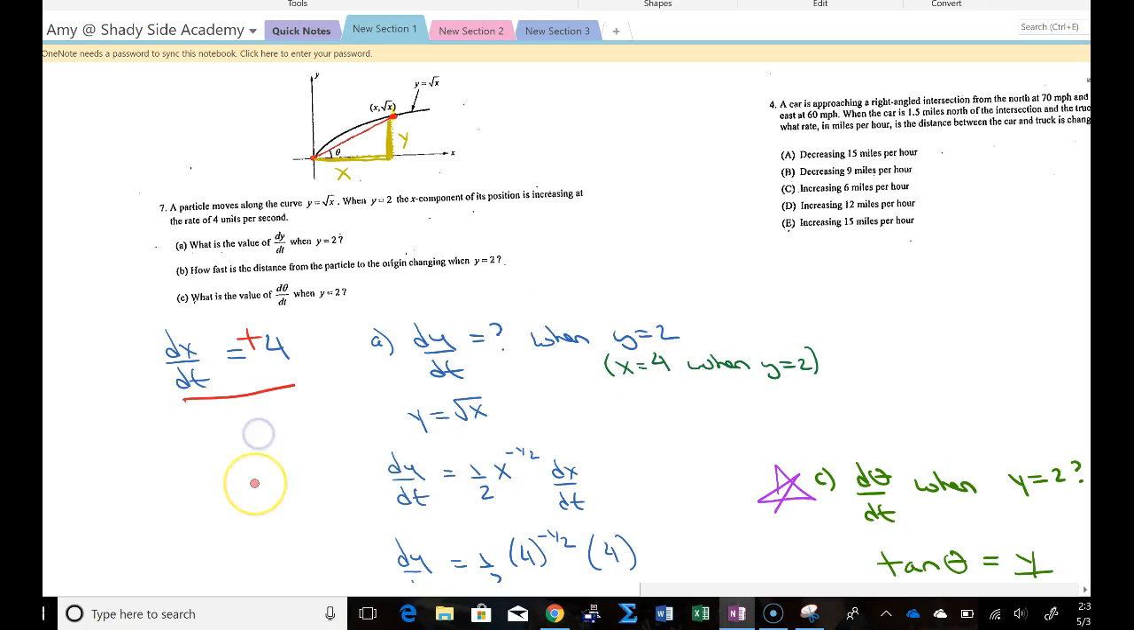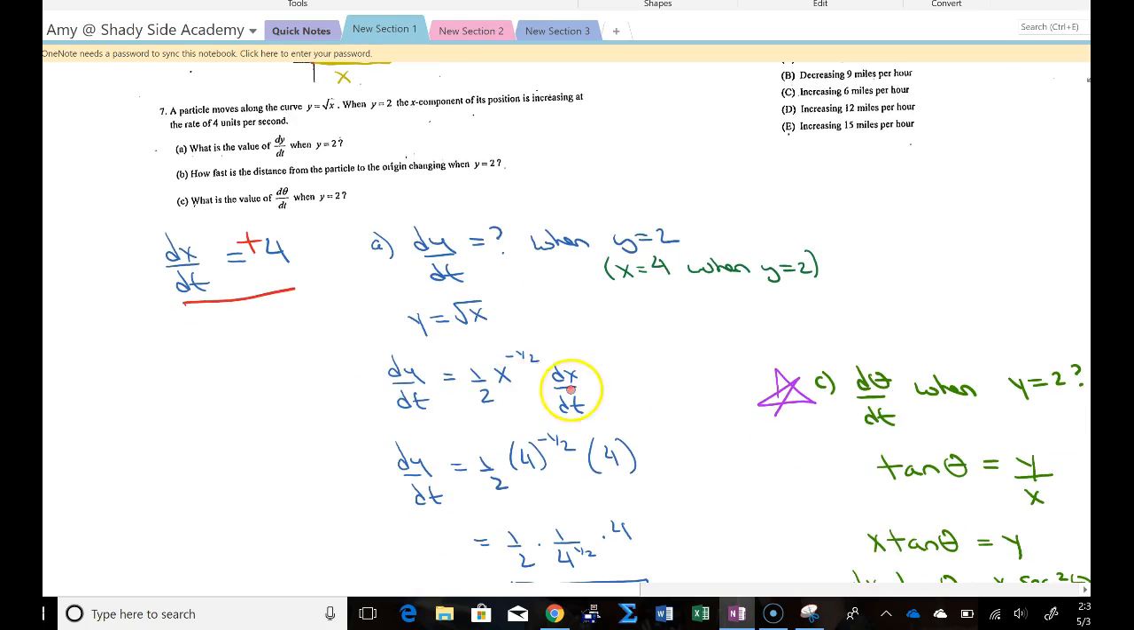Of course, this is my known rate right here. I made a note to myself: when y equals 2, because y equals root x, it's the same moment when x equals 4. So y equals root x is the relationship between y and x. The particle is traveling on this curve. I took the derivative with respect to time here: dy dt equals 1/2 x to the negative 1/2 dx dt. I'm now going to input the moment in time information. I know dx dt is 4, and x is 4 at this moment. The question is, what is dy dt?